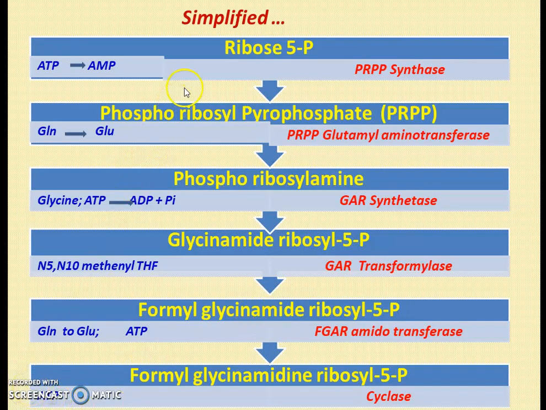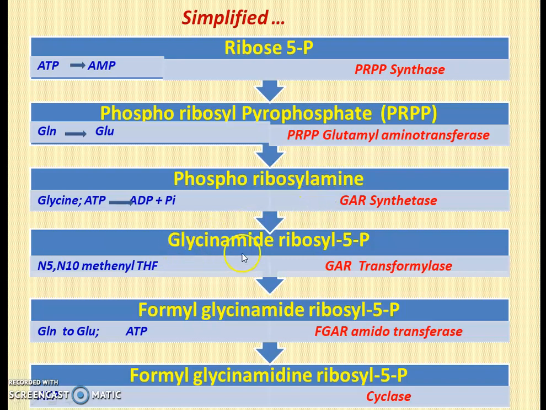These are the simplified steps of the de novo biosynthesis of purines. Ribose 5-phosphate is converted to PRPP. The enzyme is PRPP synthase. Here you can see the enzymes. PRPP is converted into phosphoribosylamine. The enzyme is PRPP glutamyl amidotransferase.